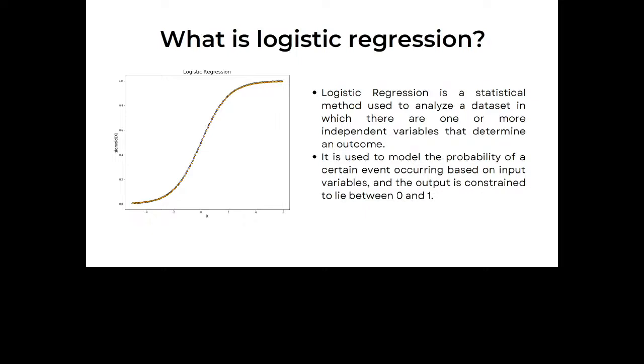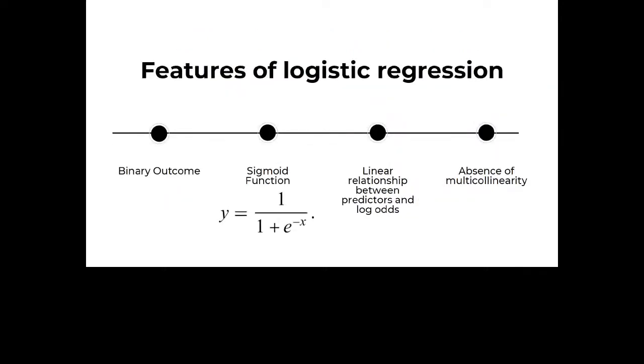The goal of logistic regression is to estimate the probability of the dependent variable taking on a certain value based on the values of the independent variables. Now let's look into the main features of logistic regression.